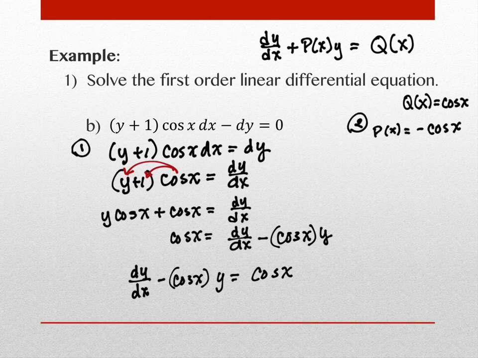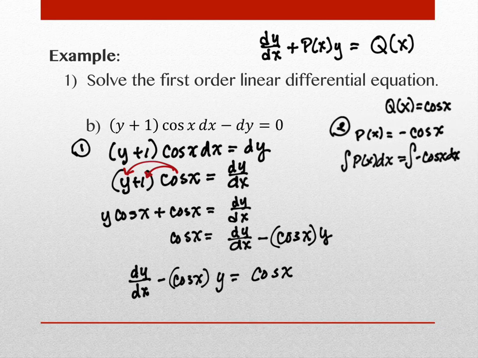Okay, everybody good? Okay, I need to integrate one of them. Which one do I integrate? P of x. Okay, so I need to integrate p of x. So we're going to integrate negative cosine of x dx. So what is the integral of negative cosine of x dx?